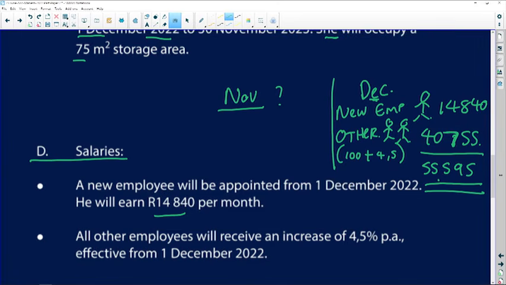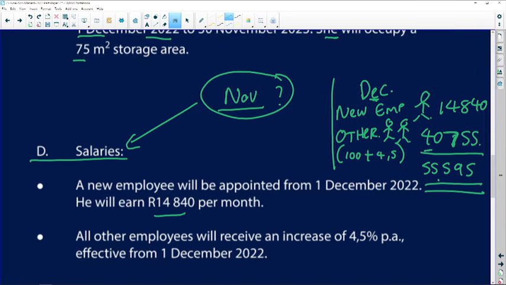So 40,755. Now remember, guys, I know it seems like I'm deviating, but this is important in order for me to calculate what is November's salary. So remember, in November, we only have our old employees. The new guy is only joining in December. So we need to calculate how much the old employees would earn before they increase. Okay, so we know after they increase, this is what they're earning, right? 40,755. I want to calculate what was their 100%, in other words, before they increase.